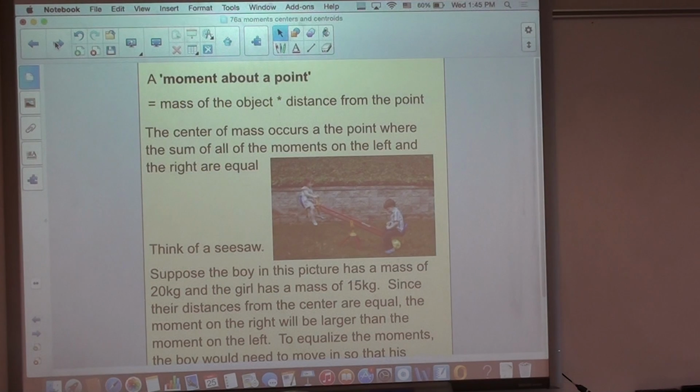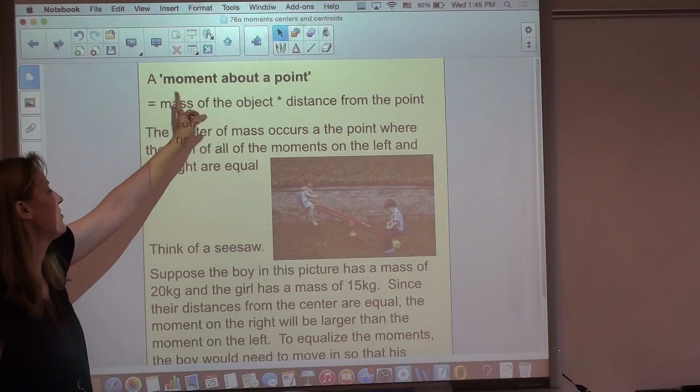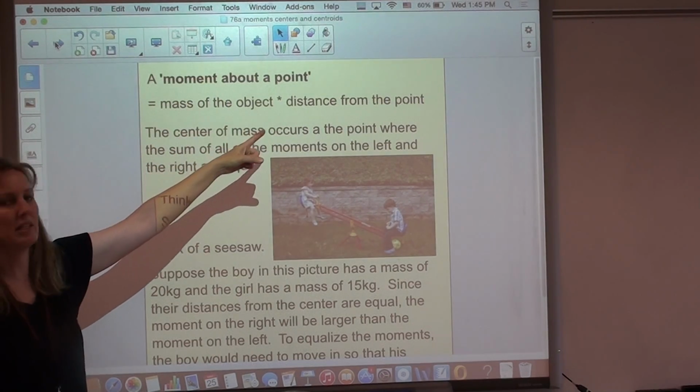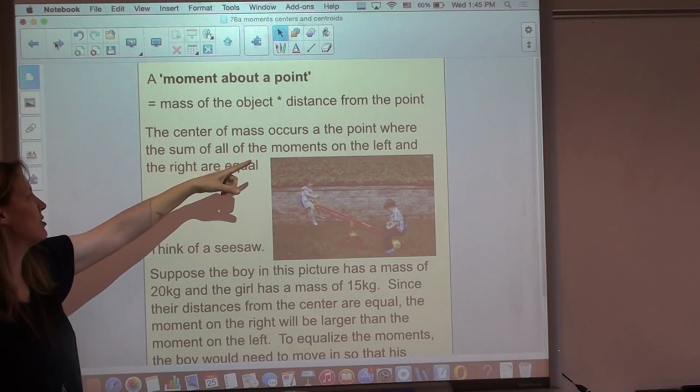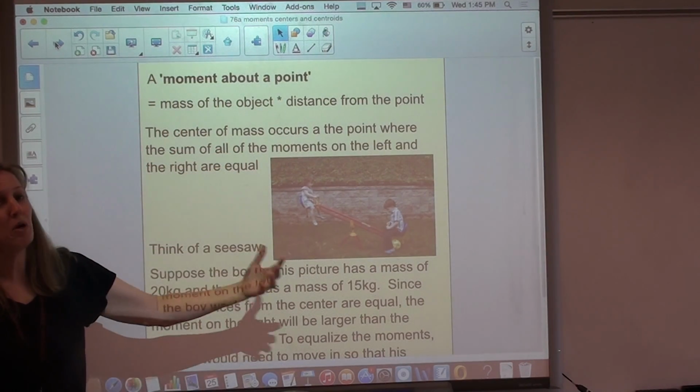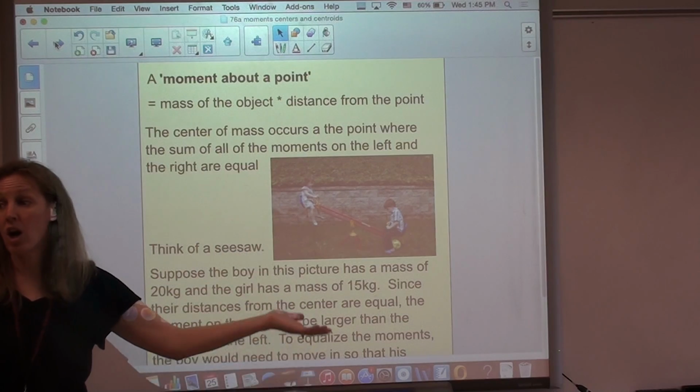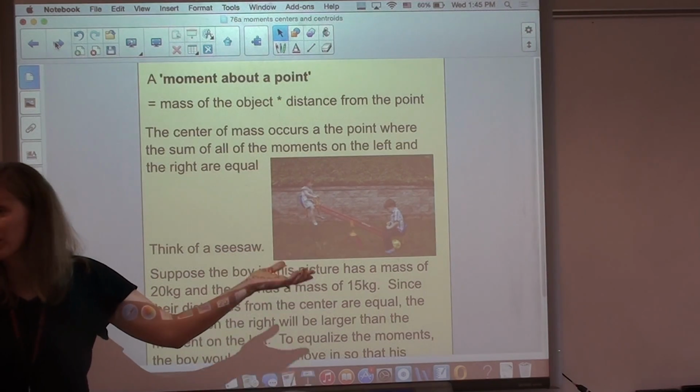Okay, so we're going to talk about what a moment is. We're going to start with moment about a point. A moment about a point is defined as the mass of an object times the distance from the point. So the center of mass occurs at a point where the sum of all the moments on the left and the right are equal.